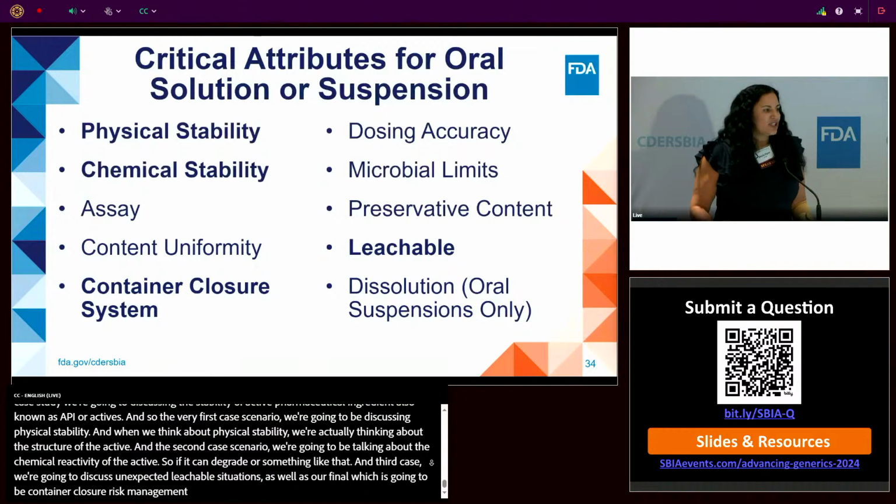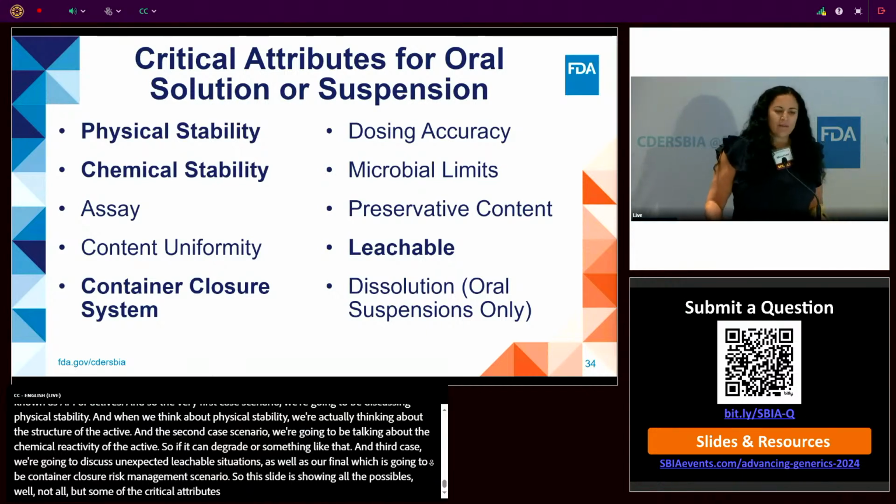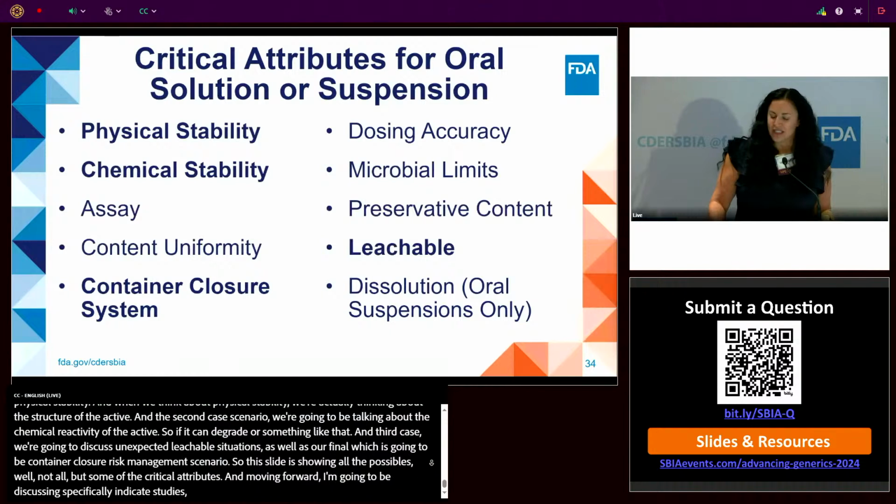So this slide is showing some of the critical quality attributes. You always have to leave room for that. And moving forward, in the case studies, I'm going to be specifying if it's an oral solution or oral suspension.